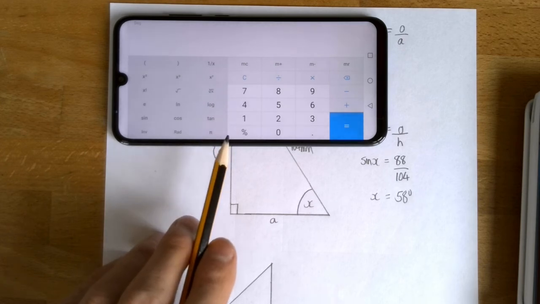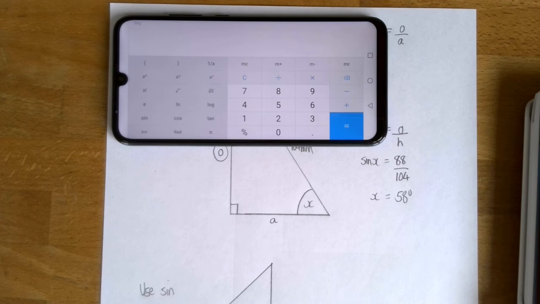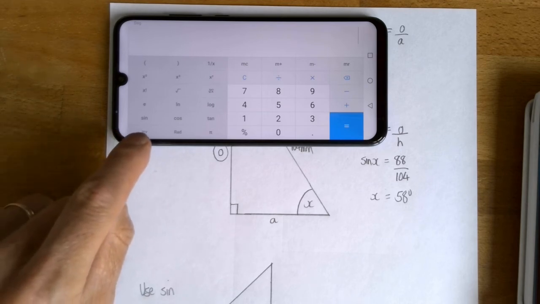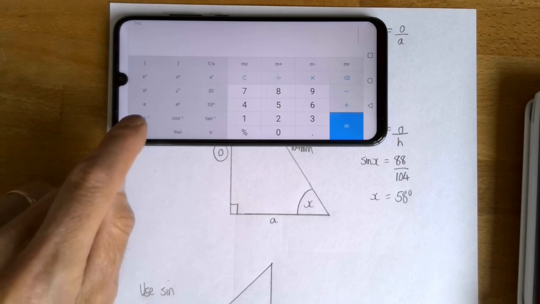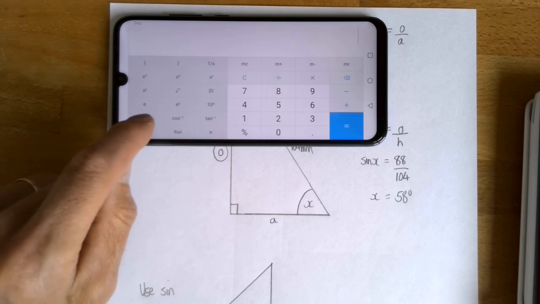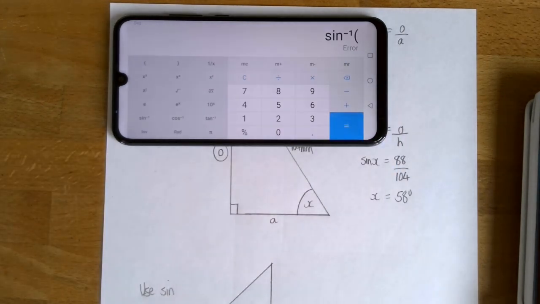Now, I did shift sine on my calculator. I haven't got a shift button here. I've got an inverse button, which is the same. So I do inverse, and look, it automatically changes the sine. There we go. And this one opens the brackets for me, which is helpful.